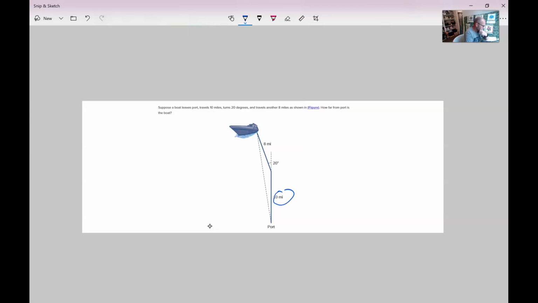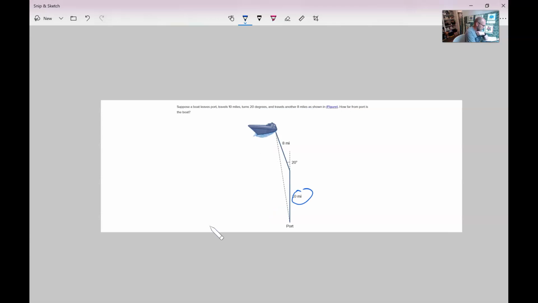And then turns 20 degrees, so notice it shows 20 degrees turning from its direction. It was going in this dotted line direction, and it turned 20 degrees to the west, looks like. Is that the west? Yeah, to the west, if this is north. And then it goes another 8 miles. How far from port is the boat? So what we really want to know is that question right there.